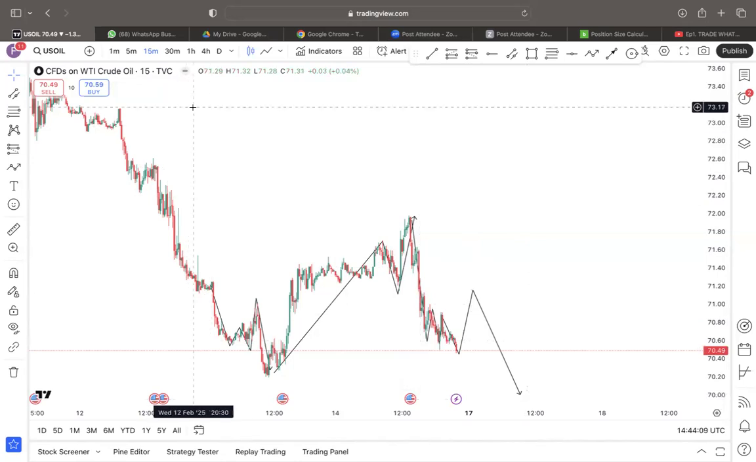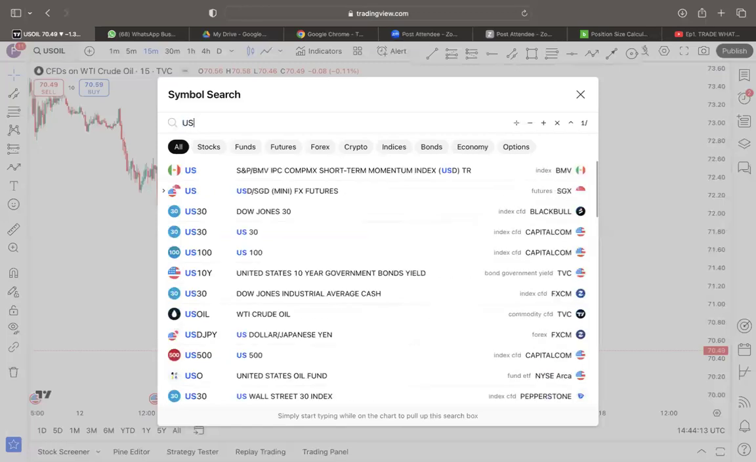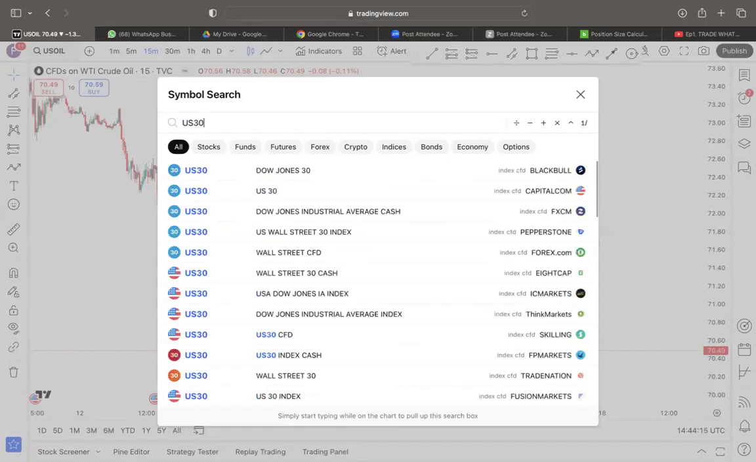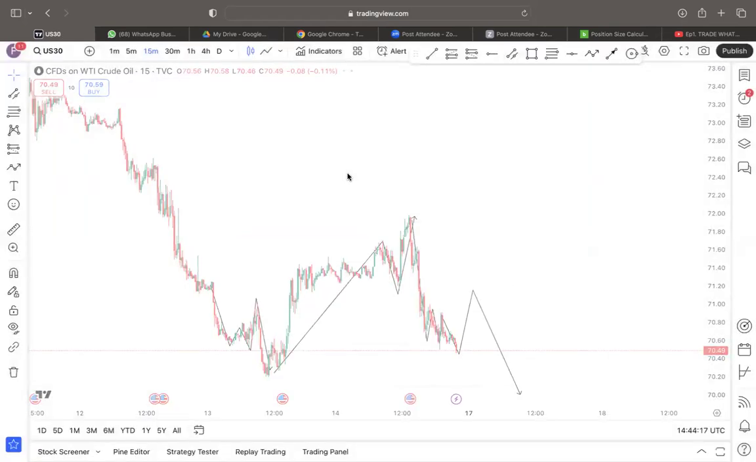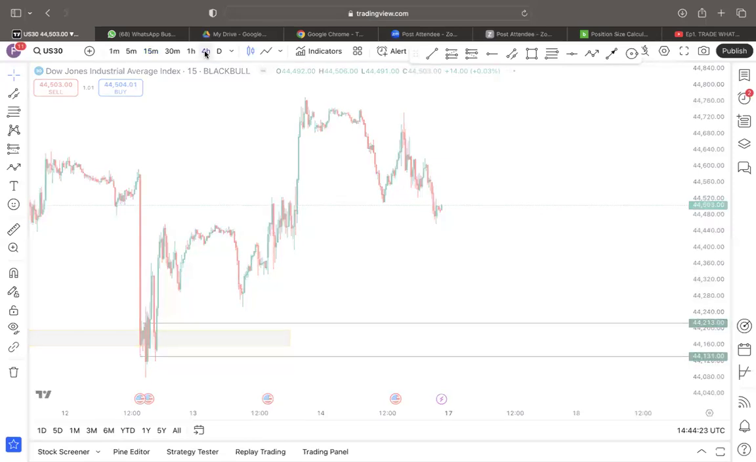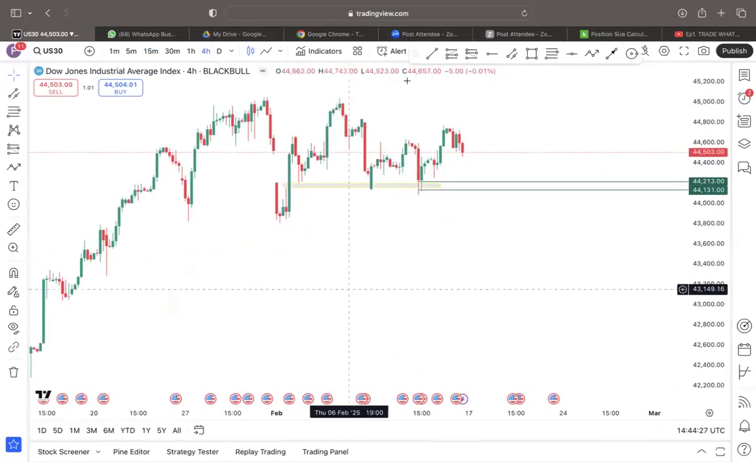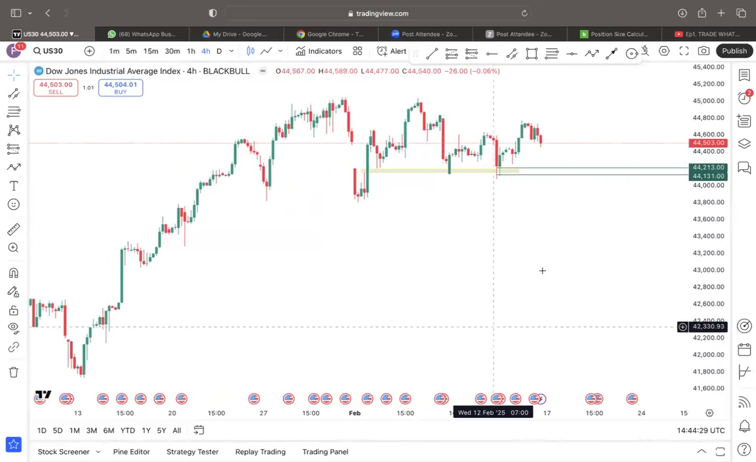So I want to be fast now. This class is getting longer than I expected. So let's go to US 30. Then US 30 has been consolidating. I predicted more of a sell last week, but it has been majorly consolidating at a particular spot. So I'm expecting a break to the upside.